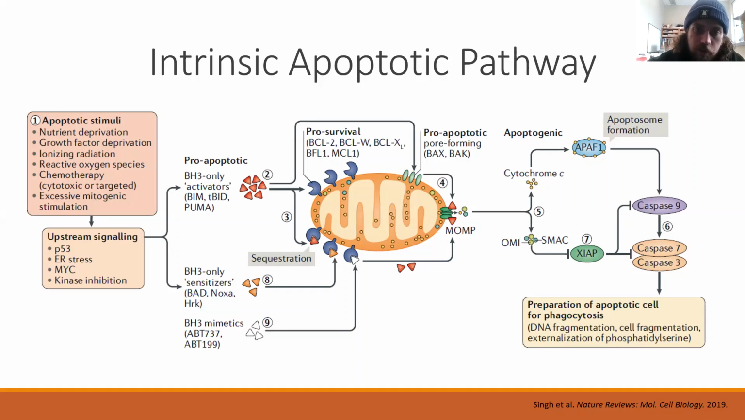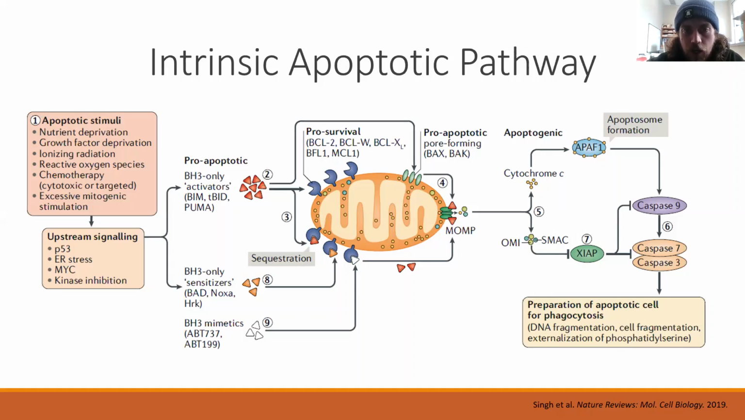Now this process is inhibited by pro-survival proteins, BCL2, BCLW, BCLXL, and MCL1 most notably, which bind to our activators, sequester them, and don't allow them to initiate BAX and BAK activation and pore formation. There's another class of proteins that's important, which is our sensitizers, which include BAD, NOXA, and HRK, as well as BH3 mimetics, which include small molecule inhibitors that specifically target pro-survival proteins.